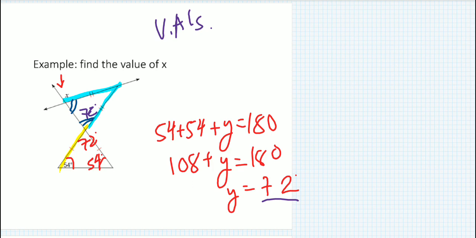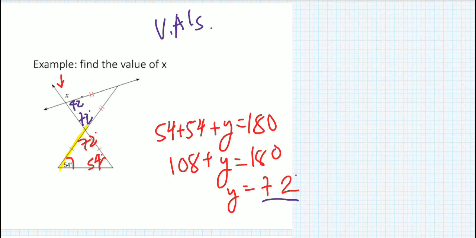Based off my blue tick marks, I know that since that one is 72, this one over here is also 72, which you can't really see. So let me go ahead and just erase this so we can see it. So we know this one is equal to 72, and we know this one is also equal to 72.